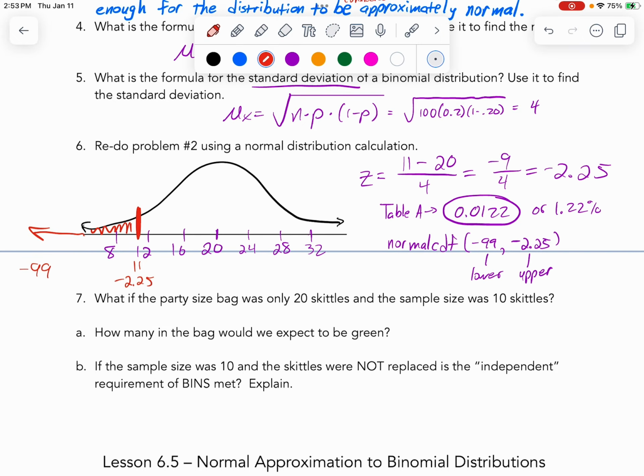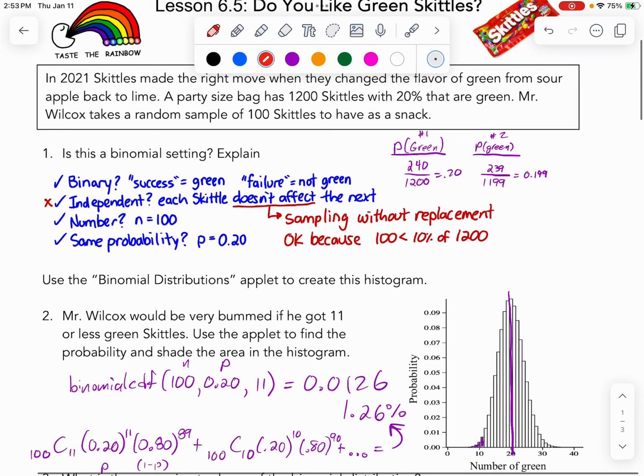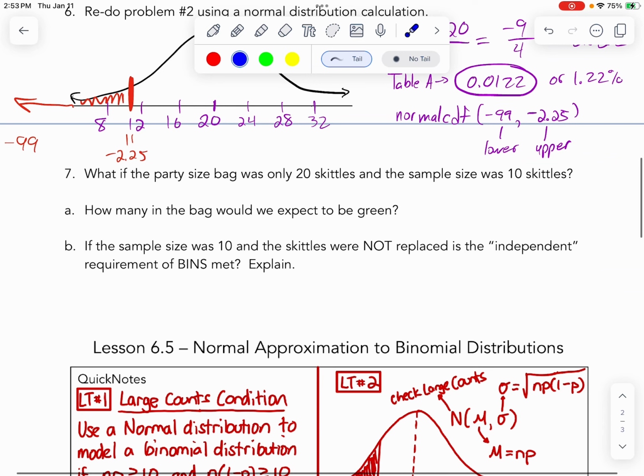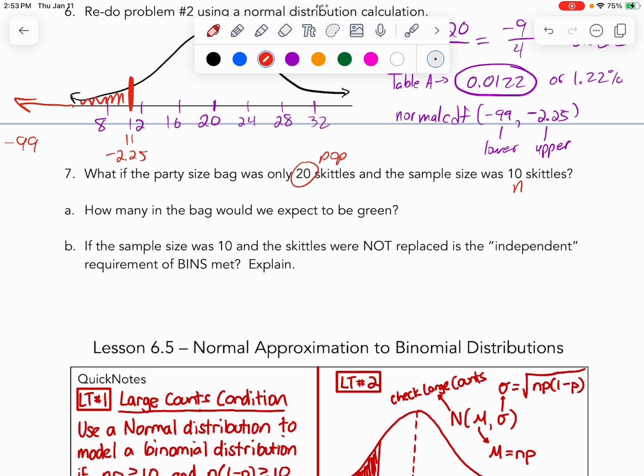All right, number 7. I want to circle back to this idea about independence. What if the party size bag was only 20 Skittles and the sample size was 10 Skittles? So I'm shrinking the sample size. How many in the bag would we expect to be green? Well, it's still binomial, right? So this is N. This is like the population, the whole bag.